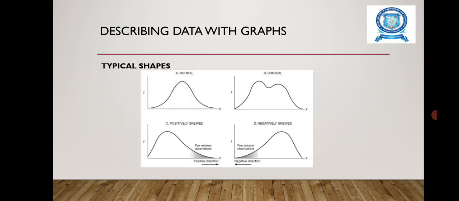Now let us see about the typical shapes. Whether expressed as a histogram, a frequency polygon, or a stem and leaf display, an important characteristic of the frequency distribution is its shape. The figure below shows some of the more typical shapes for smooth frequency polygons. So this is the diagram which shows normal, bimodal, positively skewed, and negatively skewed distributions.